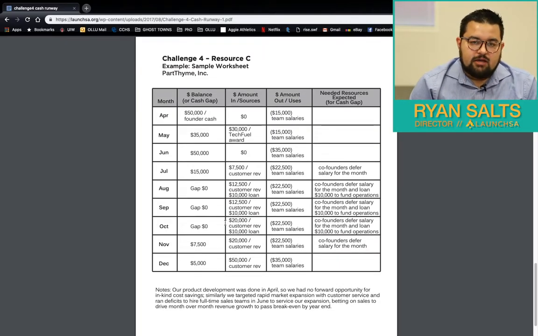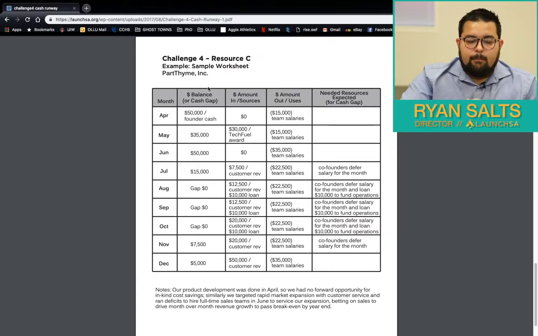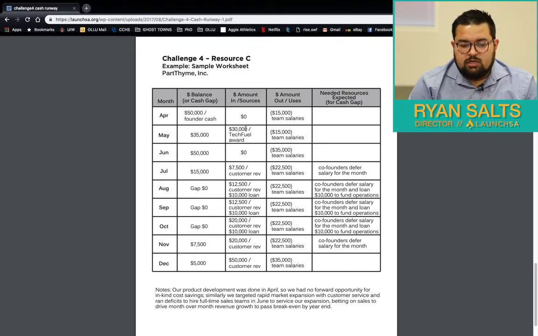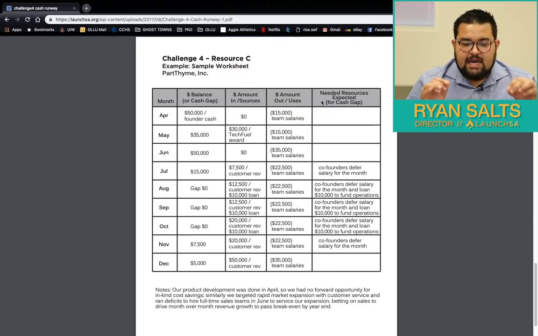So getting to the final document, or one of the final documents of submission, Challenge 4, you'll see that the formatting is pretty straightforward. It's just referencing your company. It's going to have the month on the left-hand side. It's going to have the balance or cash gap as the next column. It's going to have the amount or the income, the sources of your revenue, in the following column. It's going to have the amount or outsources, meaning the uses or expenses, in the next column. And then it's going to have an area called needed resources, or expected resources in parentheses, for your cash gap in the final column.